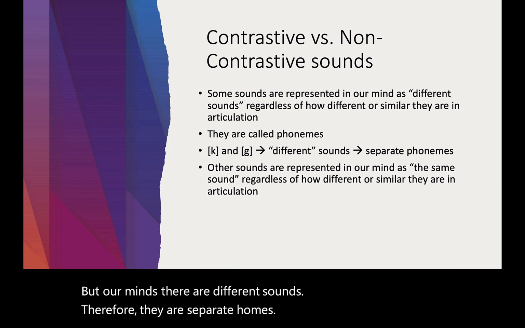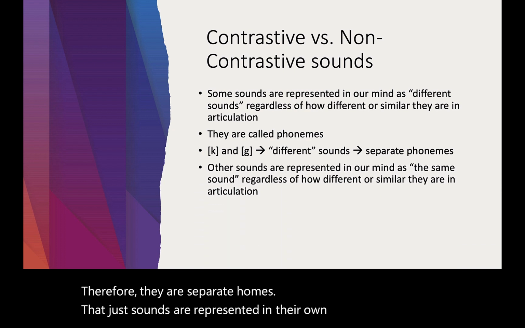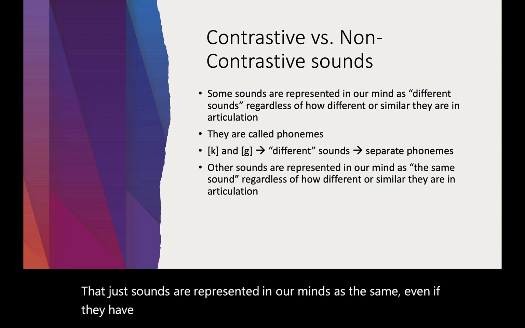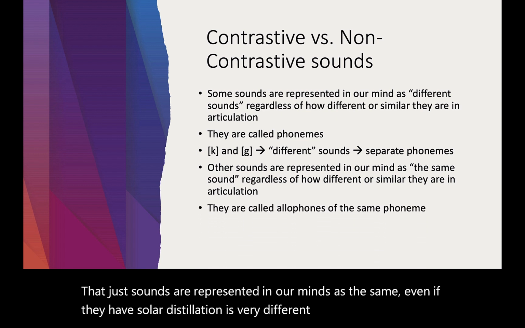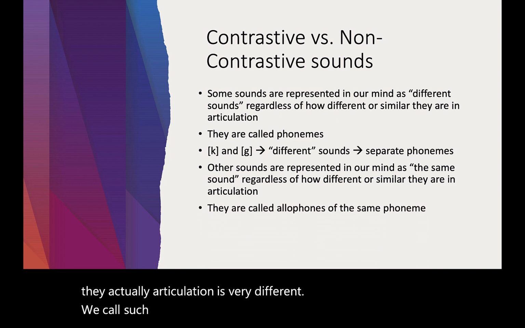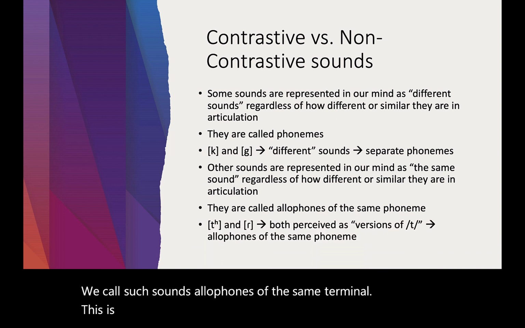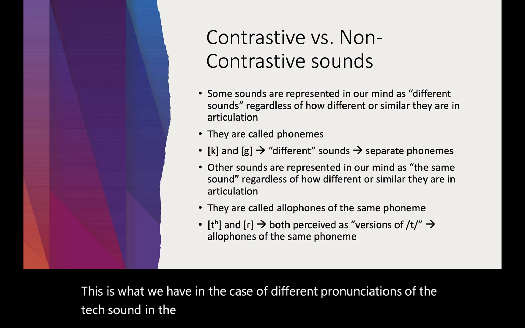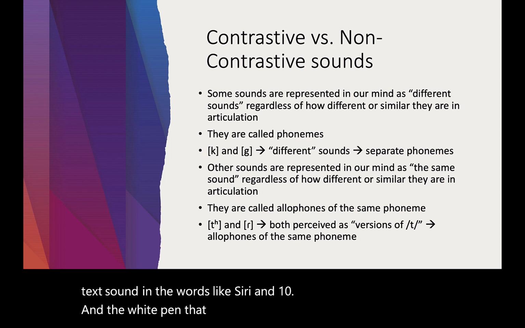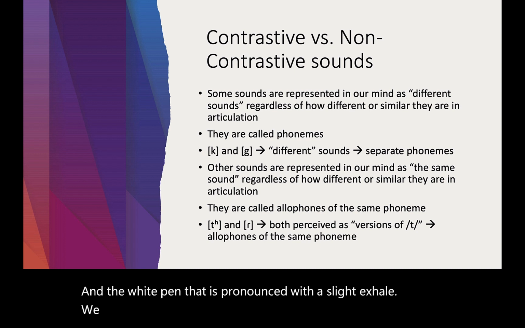Other sounds are represented in our minds as the same, even if their actual articulation is very different. We call such sounds allophones of the same phoneme. This is what we have in the case of different pronunciations of the T sound in words like city and ten. In the word ten, the T is pronounced with a slight exhale. We represent it with a superscript h after the phonetic symbol for T.